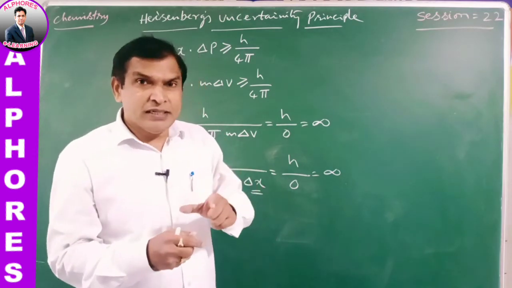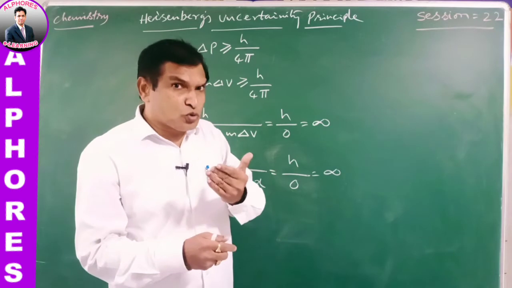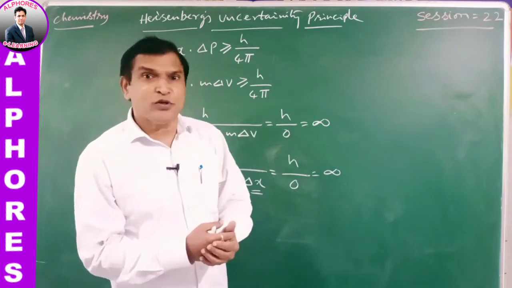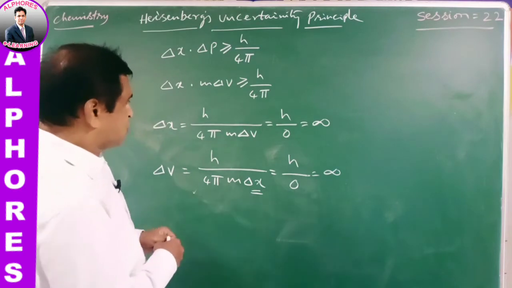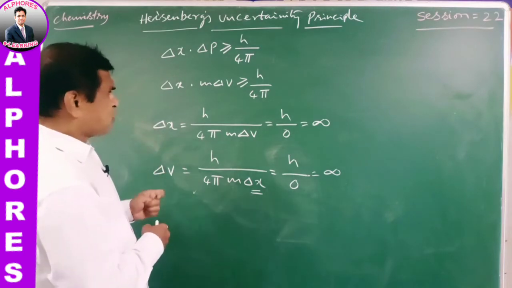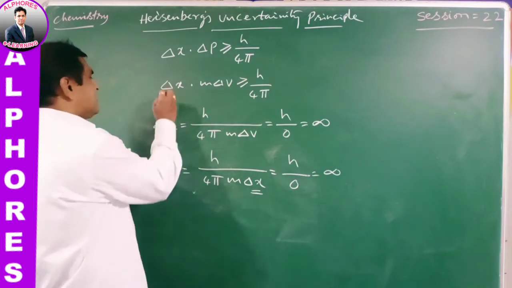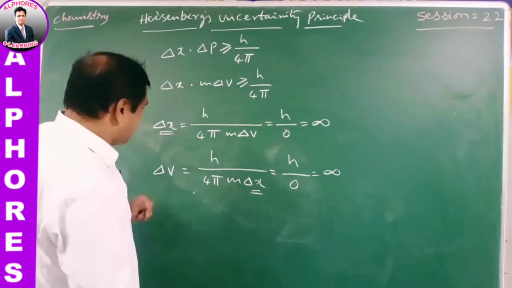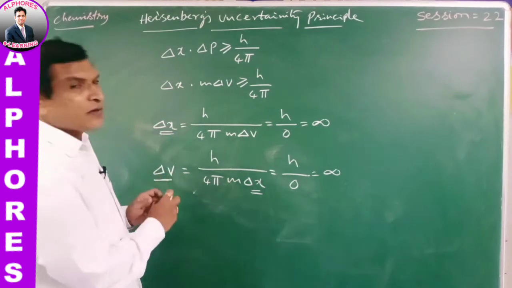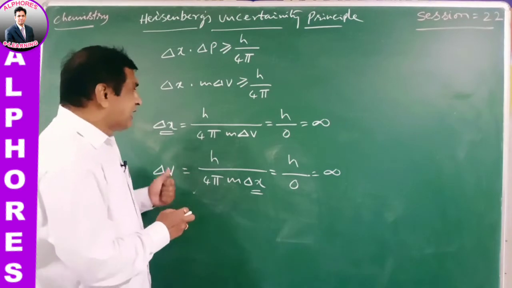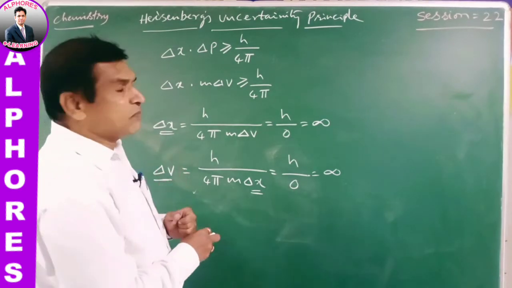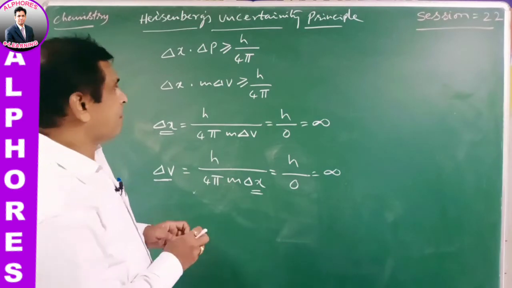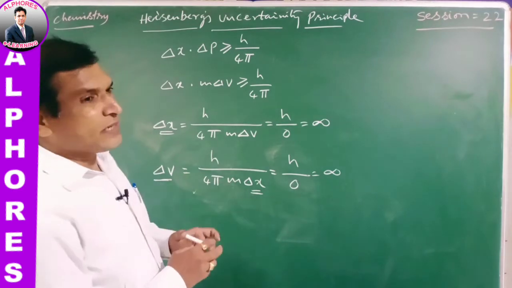Heisenberg uncertainty principle is contradictory to Bohr's atomic model, as we explained in the last class. From this, what can we calculate? We can calculate the uncertainty in position, the uncertainty in velocity, and delta p, the uncertainty in momentum. We can also calculate the mass of the particle. That is the uncertainty principle.